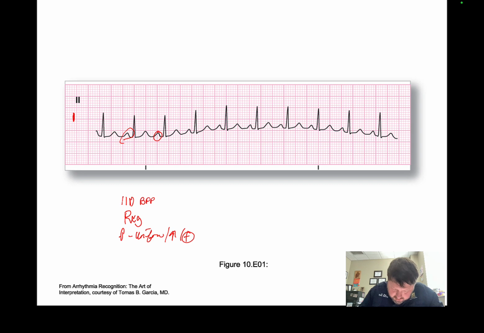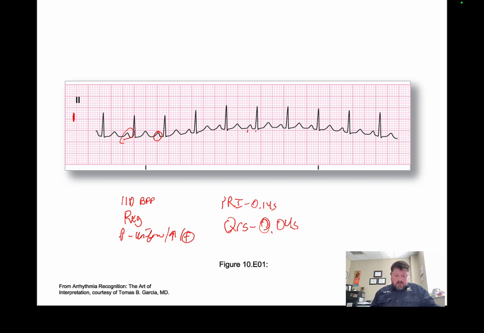PRI, I'll measure this one. So I've got 1, 2, 3, 3.5 boxes. So I've got a PRI of 0.14 seconds, and I've got a QRS of, this is a small QRS, which is to be expected sometimes in sinus tachycardias because it is going so fast. So the ventricle really doesn't have a lot of time to contract. So the QRS is 0.04 seconds.